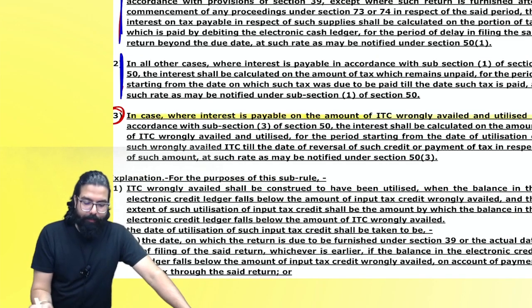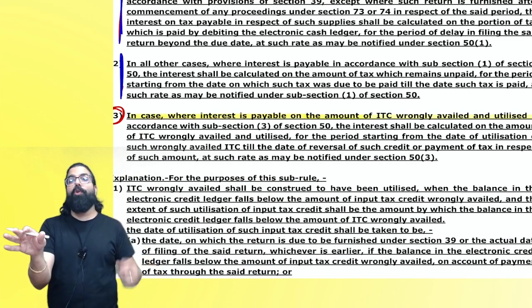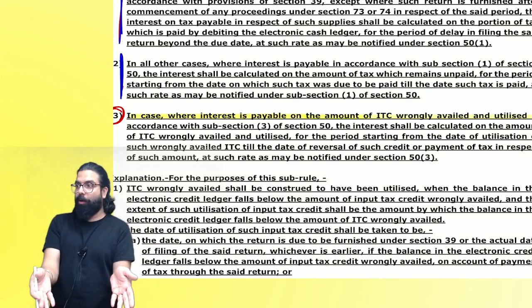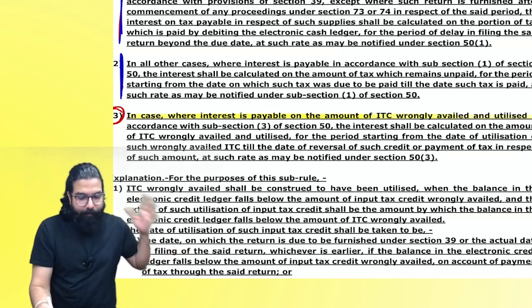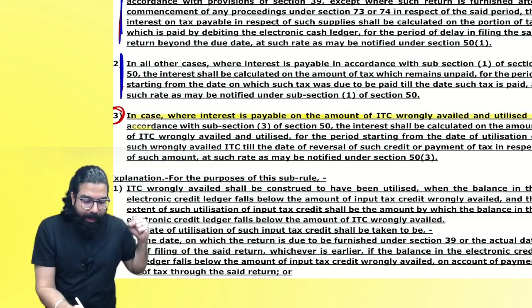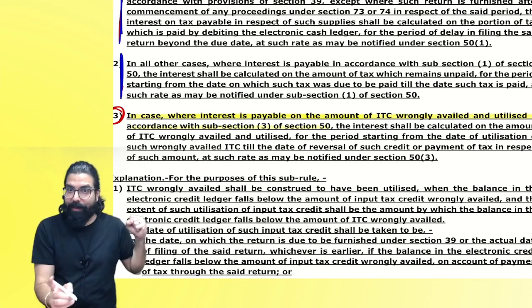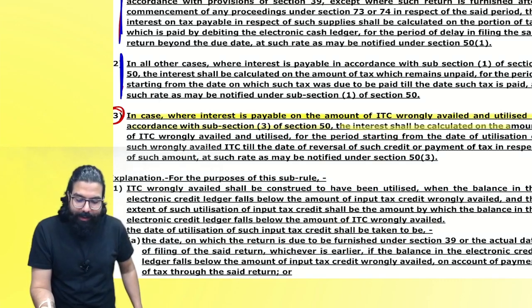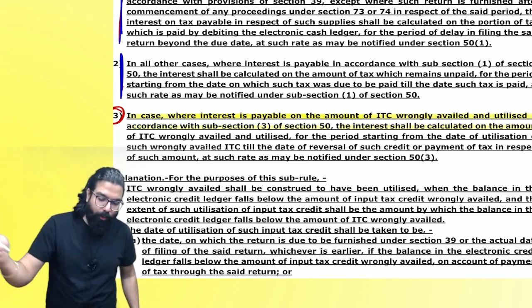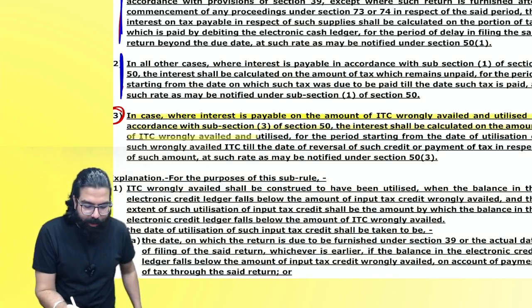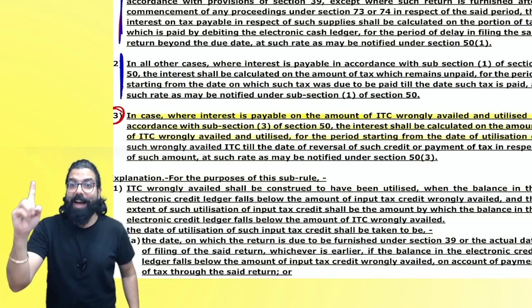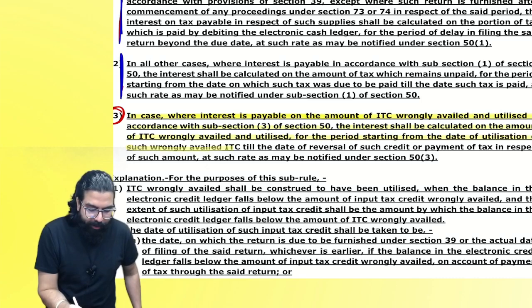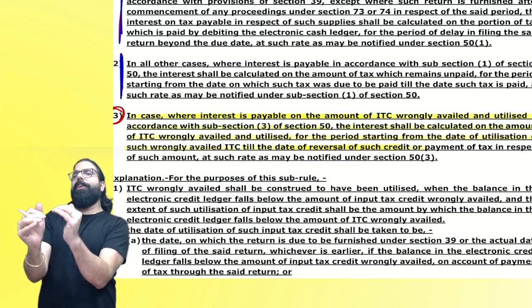The Act will always tell you what is to be done. Rules will always tell you how it is to be done. And we are learning the rule now. How? In case where the interest is payable on the amount of ITC wrongly availed and utilized in accordance with section 50, and the interest is calculated, then what will happen? The interest will be calculated on what amount? ITC wrongly availed, from the date of utilization of such wrongly availed ITC till the date of reversal.